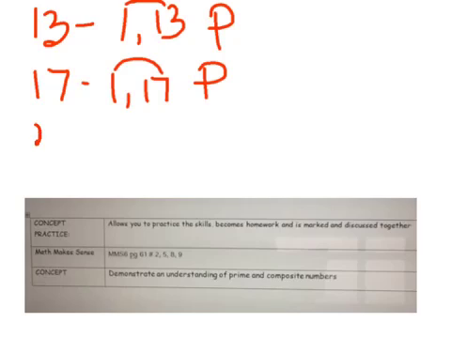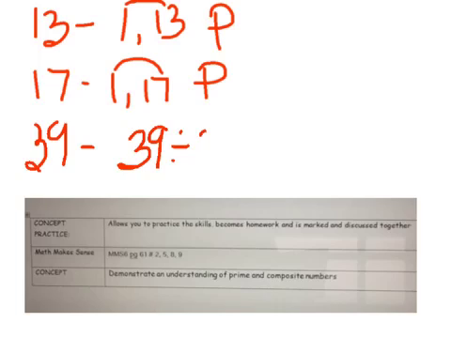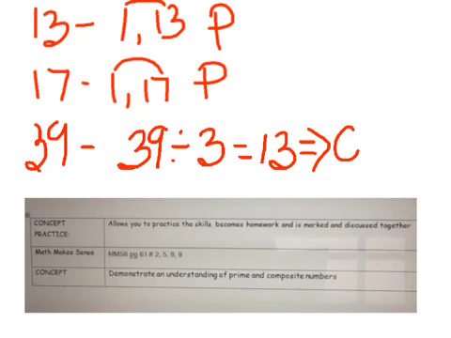Lastly, let's try 39. Again, 39 is a bit of an odd number. It's a hard one to work with. Because it's an odd number, I would probably try 39 divided by 3 rather than 2. 39 divided by 3 does equal 13, so that means this is a composite number.